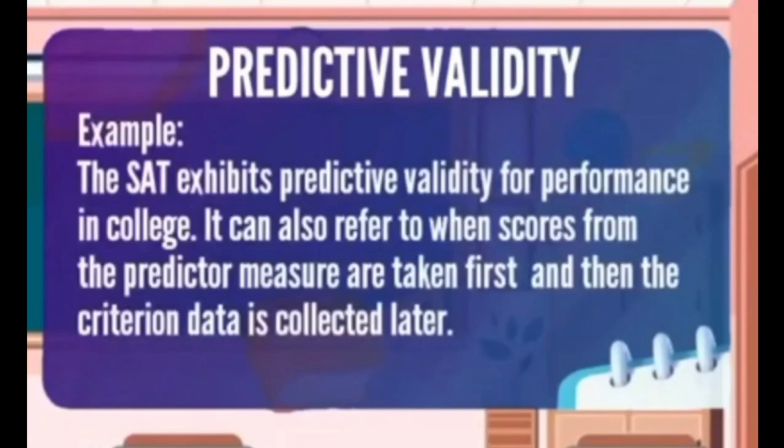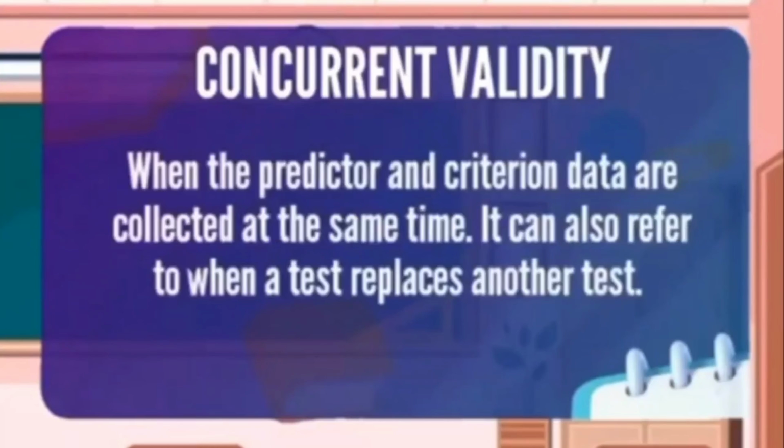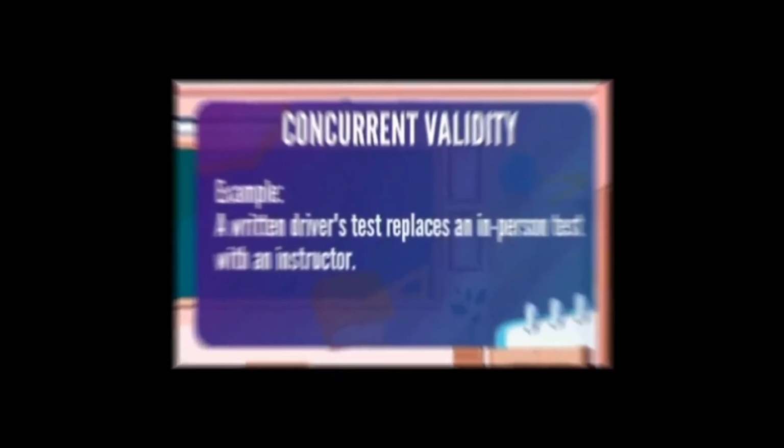For example, the SAT exhibits predictive validity for performance in college. It can also refer to when scores from the predictor measure are taken first and then the criterion data is collected later. The second type of criterion-related validity is concurrent validity. Concurrent validity is when predictor and criterion data are collected at the same time. It can also refer to when the test replaces another test. For example, a written driver's test replaces an in-person test with an instructor.